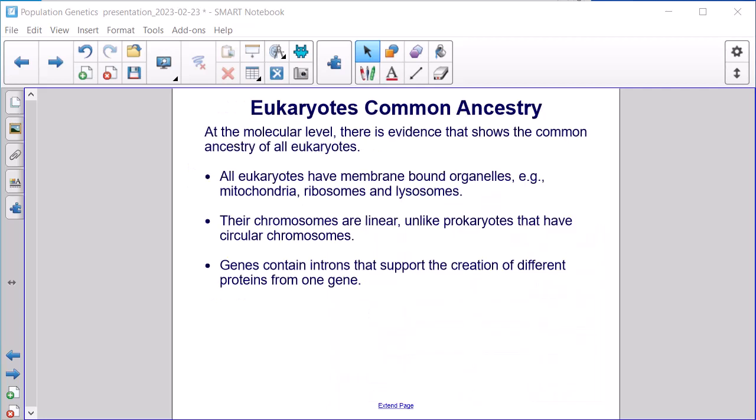Eukaryotes' common ancestry. At the molecular level, there is evidence that shows the common ancestry of all eukaryotes. All eukaryotes have membrane-bound organelles, for example, the mitochondria, ribosomes, and lysosomes. Their chromosomes are linear, unlike prokaryotes that have circular chromosomes, and genes contain introns that support the creation of different proteins from one gene.